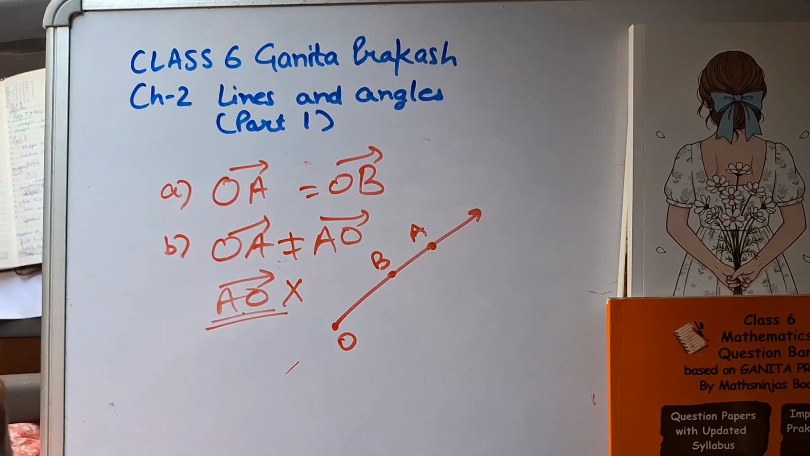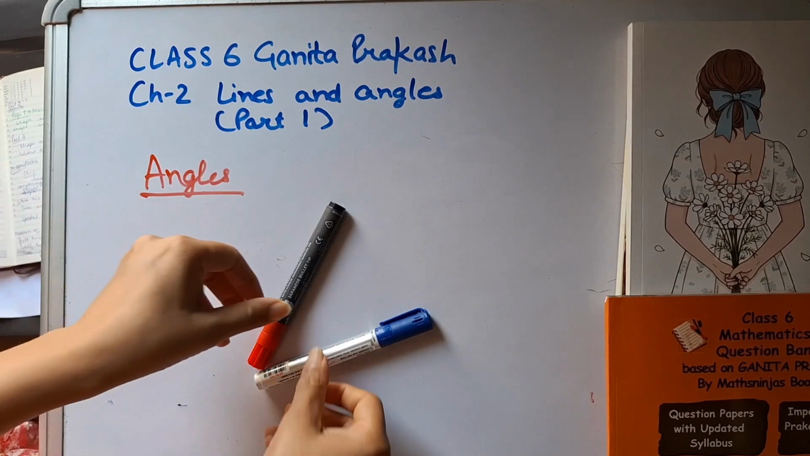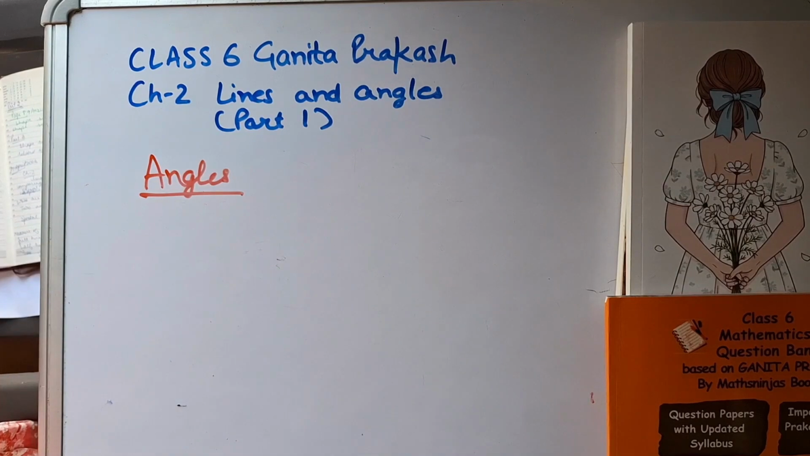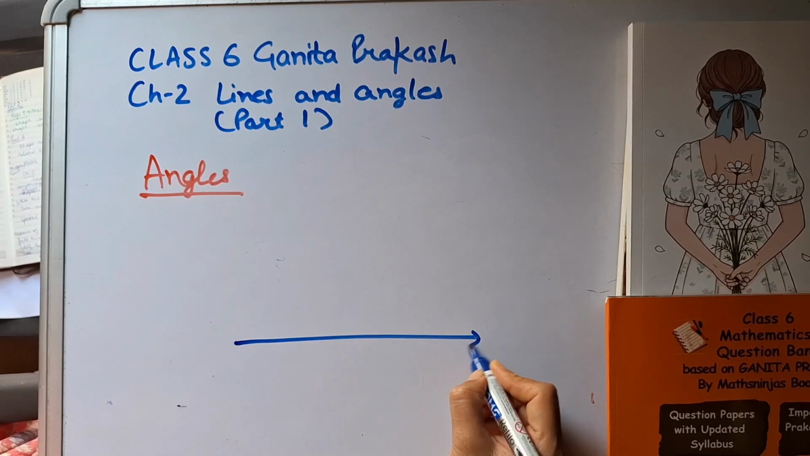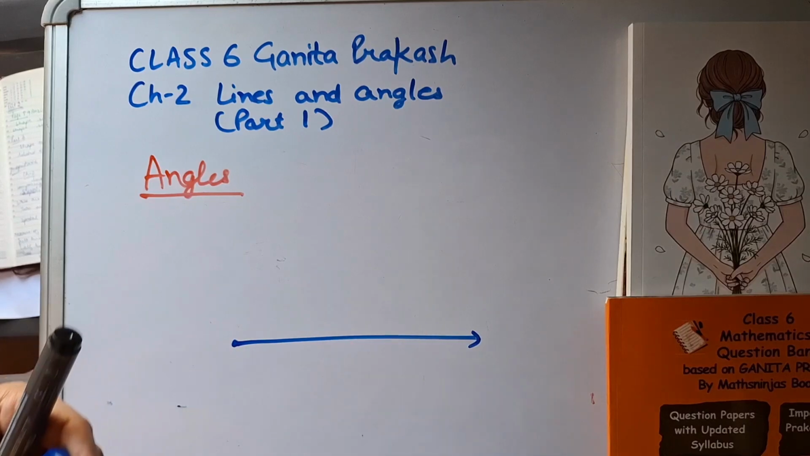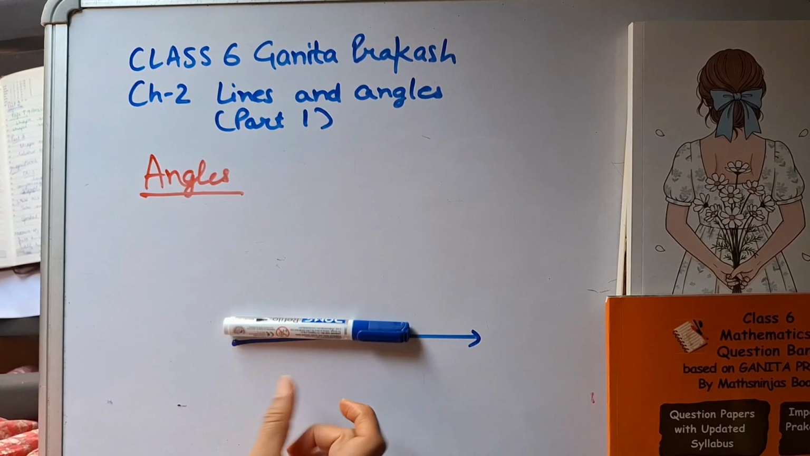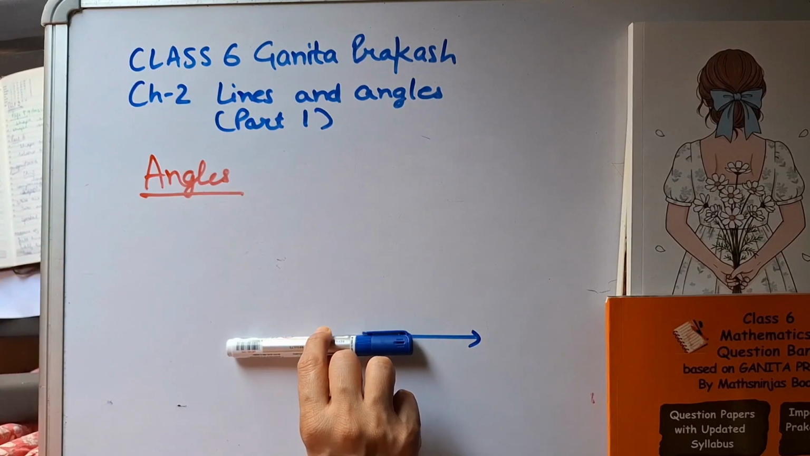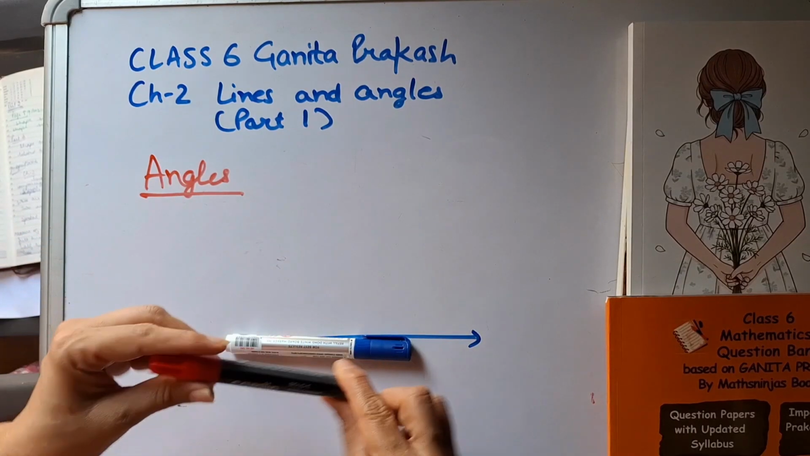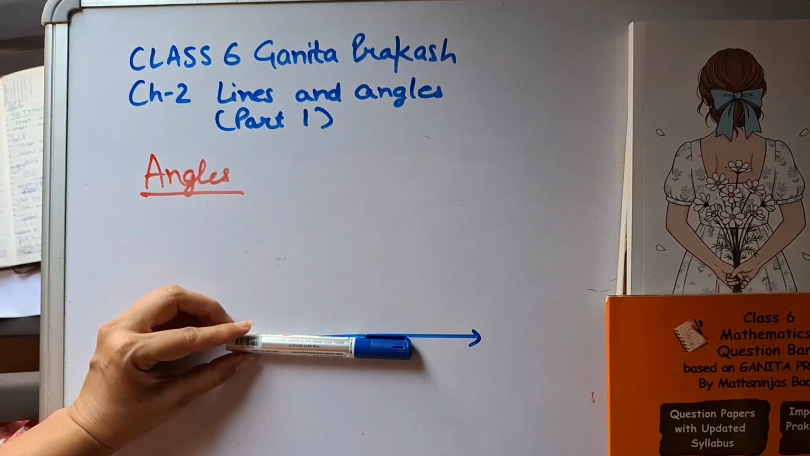Next we'll start with angles. How is an angle formed? You have one starting point, and you have a starting ray. This is just the initial position of the ray. I mark this as the initial ray, and I move this ray like this.